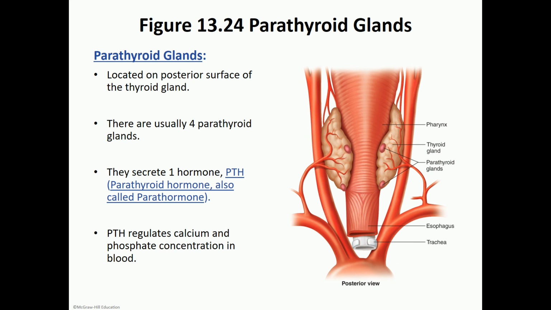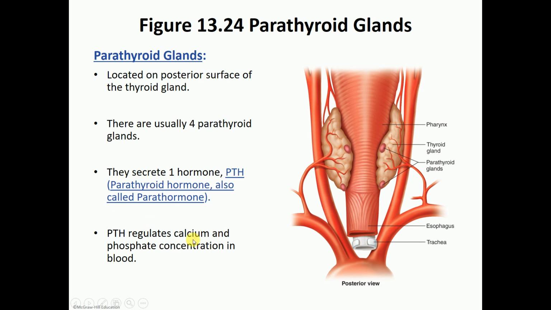Now off to the parathyroid glands, and those are the glands that are found behind the thyroid gland. So this is the posterior side of the thyroid gland. You can see you've got two on each side. They're kind of like little peas. They are found on the posterior surface of the thyroid gland. We have 4 of them, and they secrete one hormone known as parathyroid hormone or parathormone, or PTH for short.